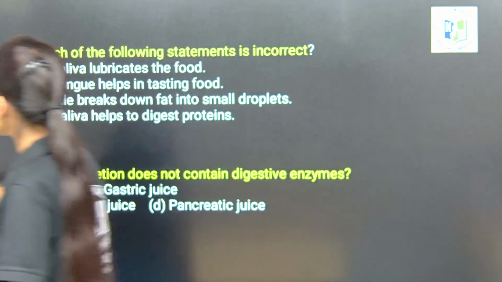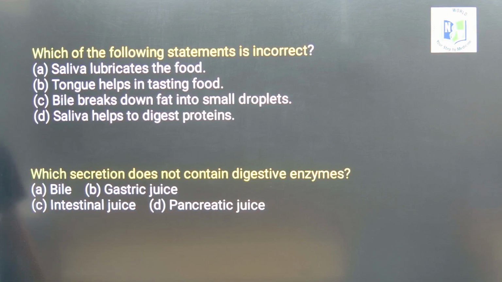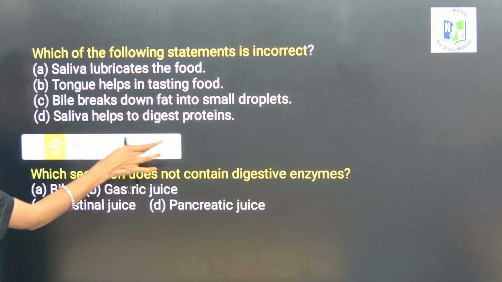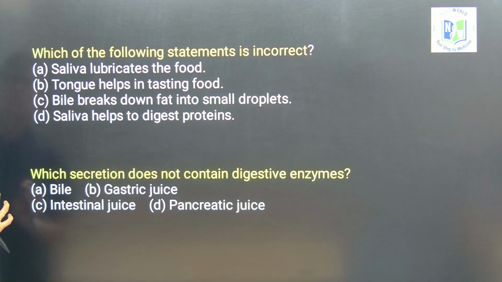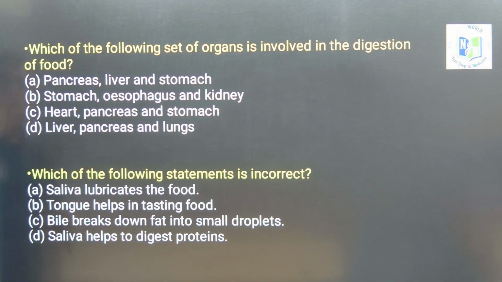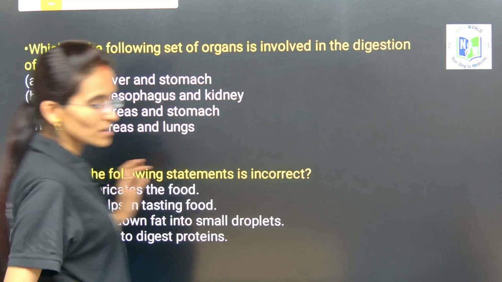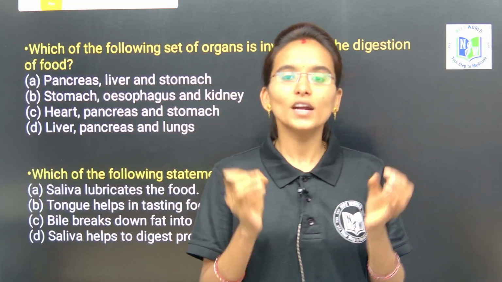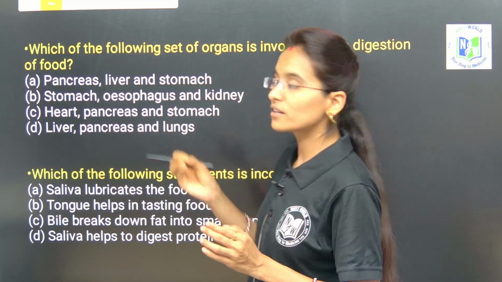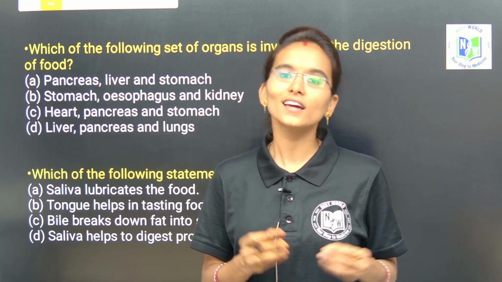So option A, what is it? Saliva lubricates. Yes, students. Look into this particular question: which of the following set of organs is involved in the digestion of food? You need to match the right pair, my dear students, the correct pair of organs which are involved in the digestion.